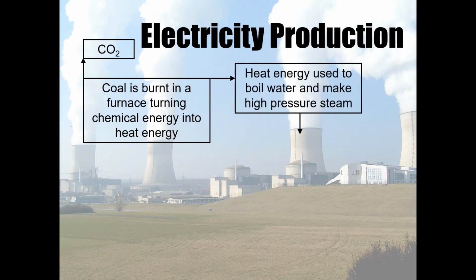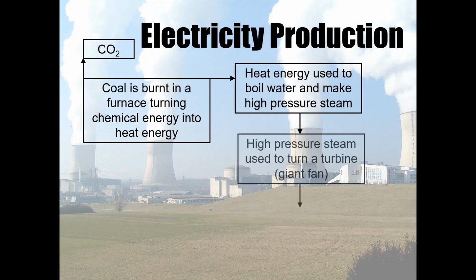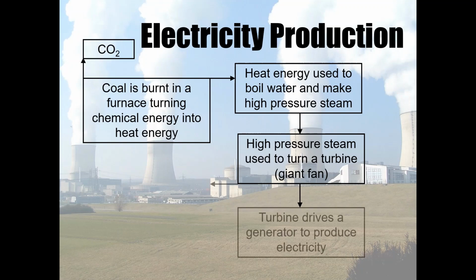We're also getting lots of heat energy being released in that process, which is being used to boil the water to create that really high pressure steam. And that high pressure steam is then going to turn the turbine, effectively, like I said, a big giant fan. And that turbine that's now spinning is connected to a generator, which produces the electricity itself.